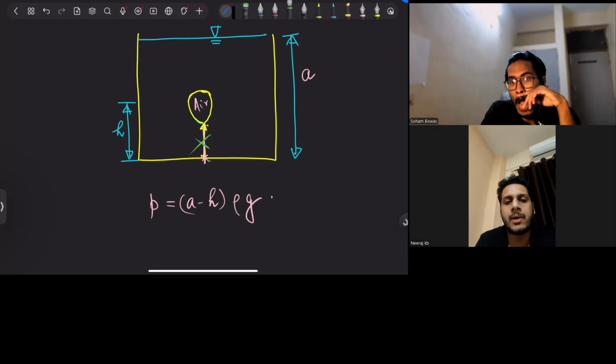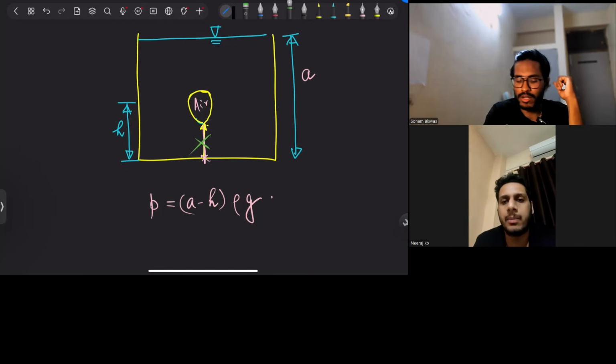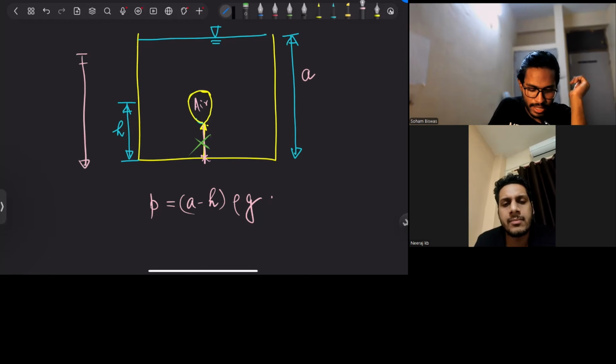There will be an unbalanced force, because there will be a weight acting downward and a buoyancy force FB acting upward. Since the buoyancy force is greater, it will move upward. Now consider that it will move to a height, maybe h1.